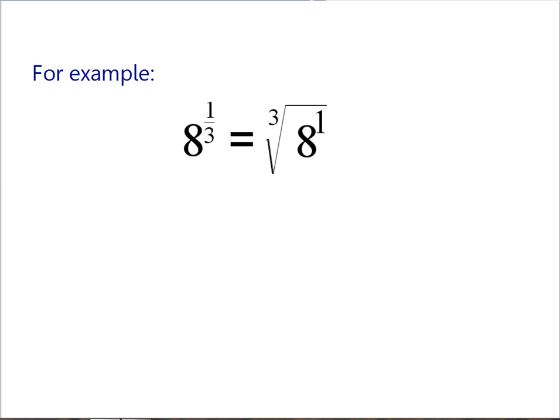So here's a quick example using actual numbers. I have 8 to the 1/3 power. Remember, 8 is the base and it's getting taken to the first power. And then I want to take the third root. So I would say this, the third root or cubed root of 8 to the first power.